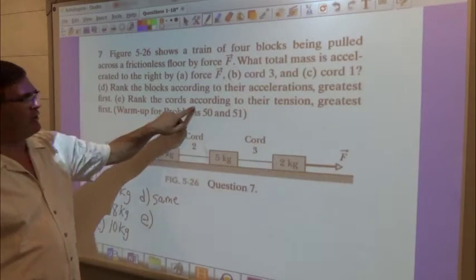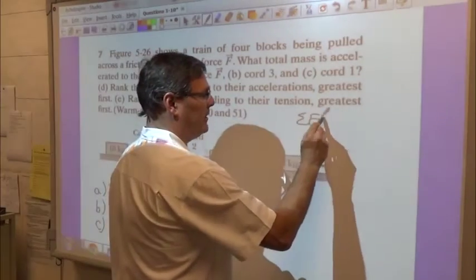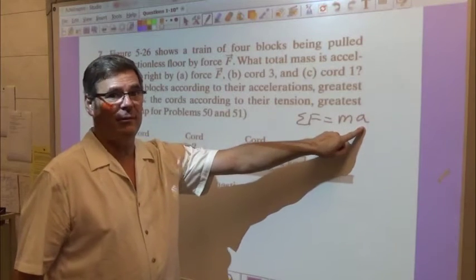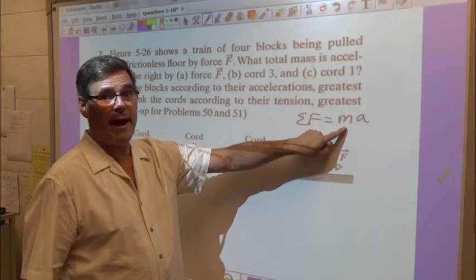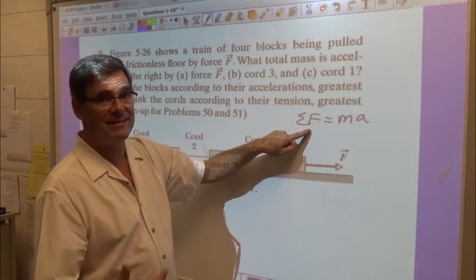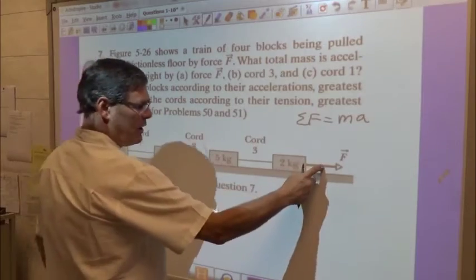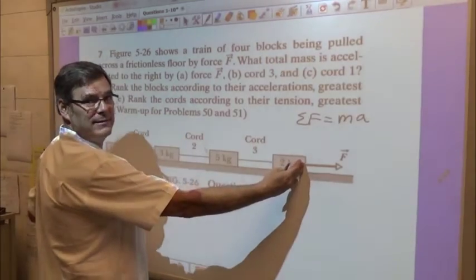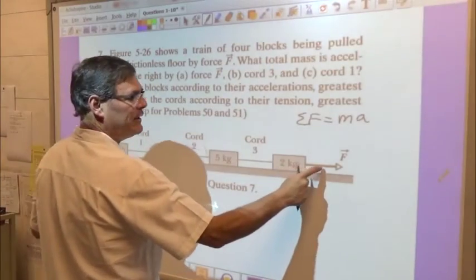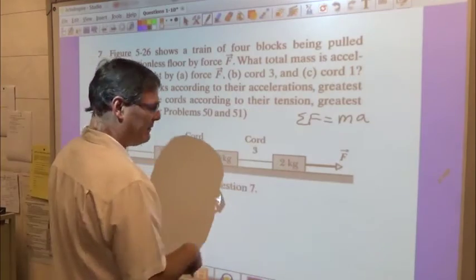However, rank the cords according to their tension. The sum of the forces is equal to mass times acceleration. So if they all have the same acceleration, when there's more mass being accelerated, there is more force. In this case, that's tension. There's more tension required. So this cord has to accelerate all the masses. So its tension needs to be large enough to accelerate 20 kilograms at the given acceleration.